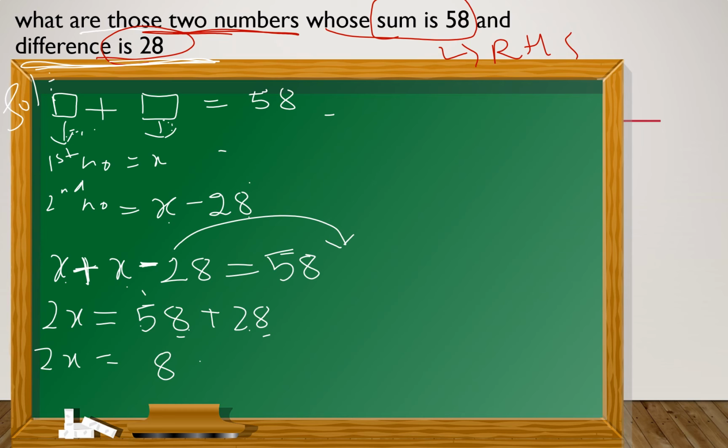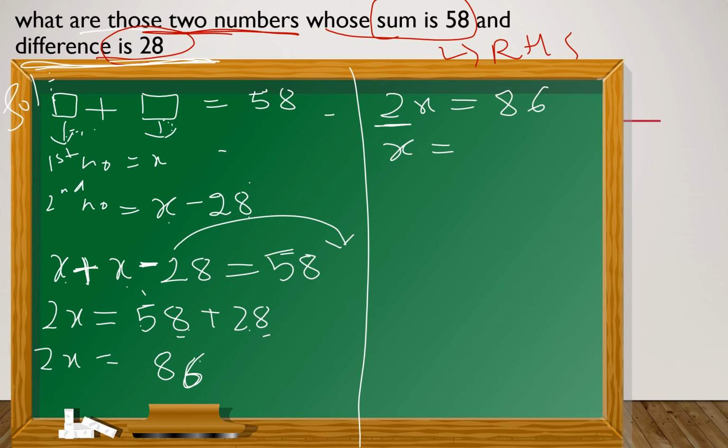So 58 plus 28 is 86. I'm writing here our equation: we got 2x equal to 86. Now 2 is in multiplication form, so it will transpose to the RHS and change to division: 86 by 2. 2 ones are 2, 2 fours are 8, 2 threes are 6. So the x value we got is 43.